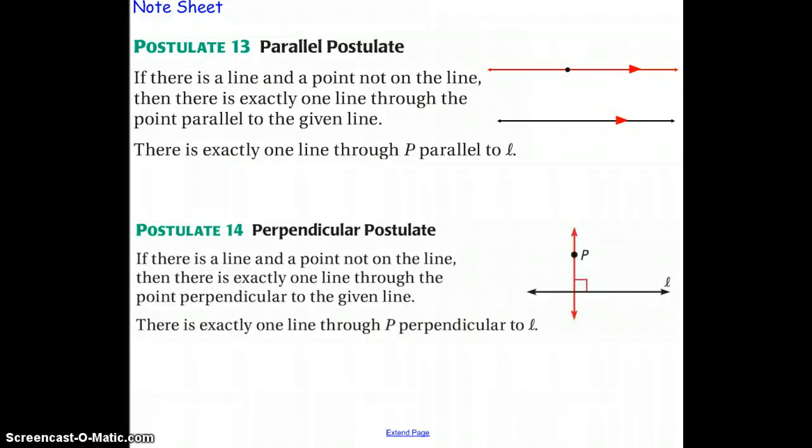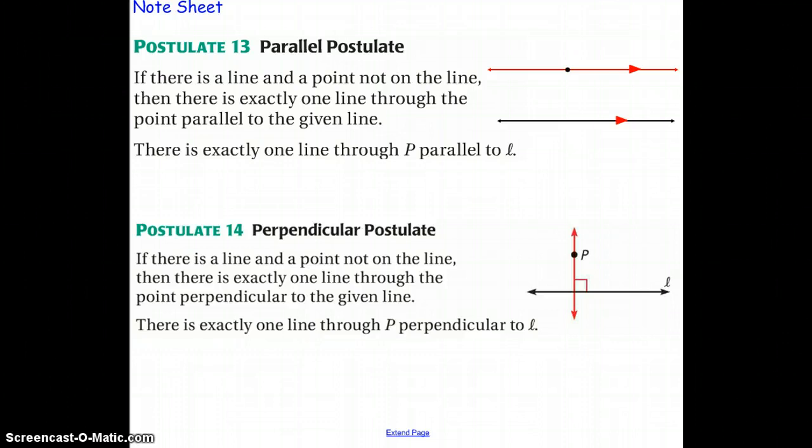Okay, this part of the note sheet from here on out should correspond with the Word document that you need to print out off the website to go along with this lesson, so that when we come in the next day, we can do a little bit of practice and we can move on.